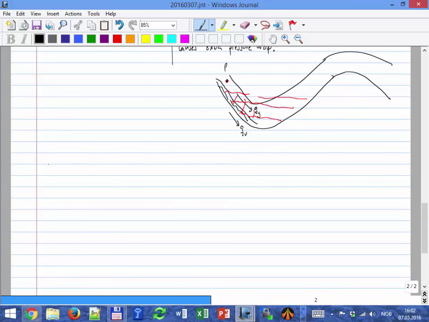So let's put that comment here. Usually, for long transportation distances, multi-phase flow, we use transient simulators.